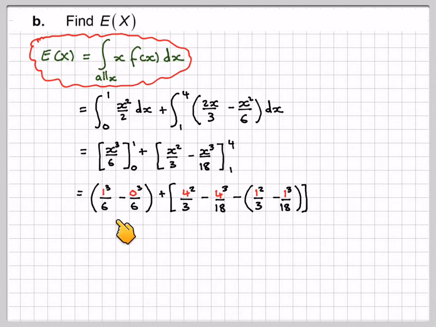So this is just going to get 1/6 from the first bit. Then I'm going to get 16 over 3 minus 64 over 18, which is 32 over 9, minus 1/3 plus 1/18. And then working that out, I'm going to get 5 over 3. Now I can do this on my GDC as well.